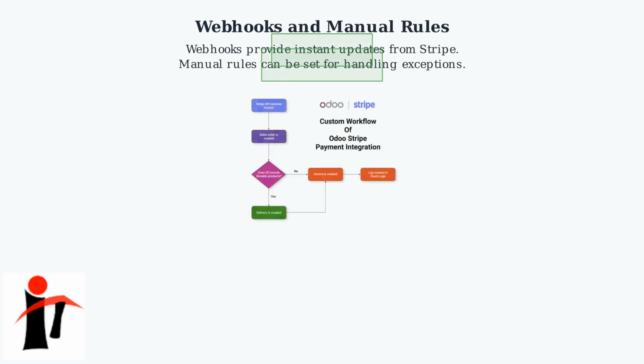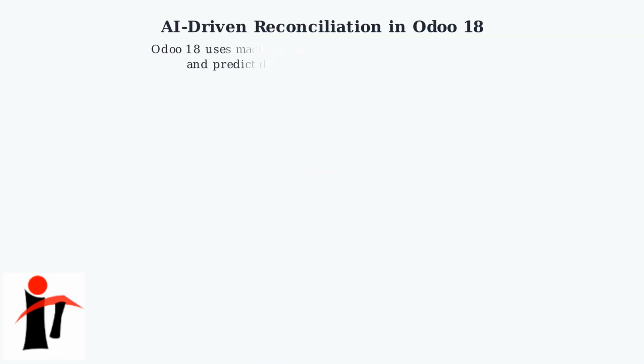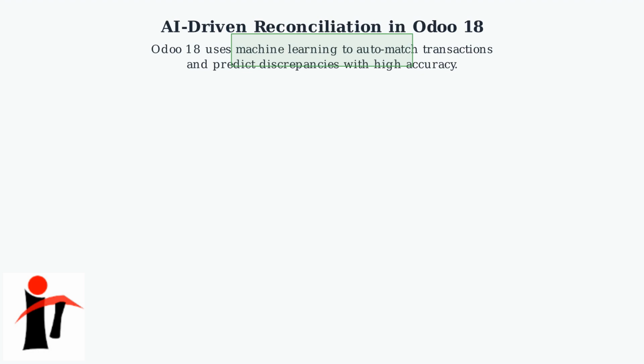Webhooks are crucial for instant updates from Stripe to Odoo, ensuring immediate synchronization. For exceptions, manual rules can be configured to handle unique situations that automated processes might not cover. The latest trends include AI-driven reconciliation in Odoo 18, where machine learning automatically matches transactions and predicts potential discrepancies with remarkable accuracy, reducing manual effort.